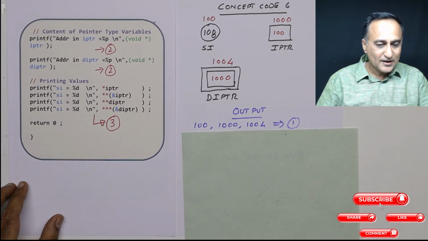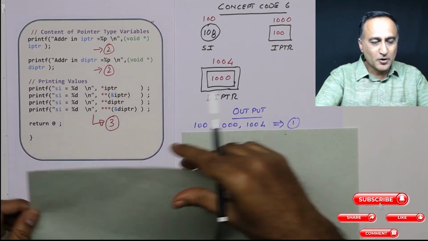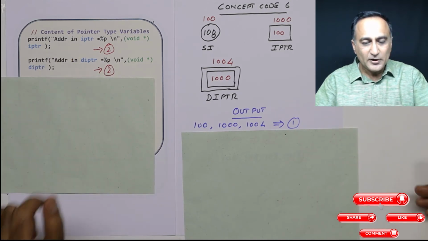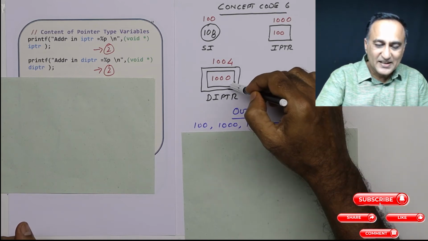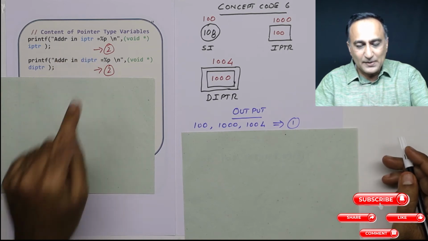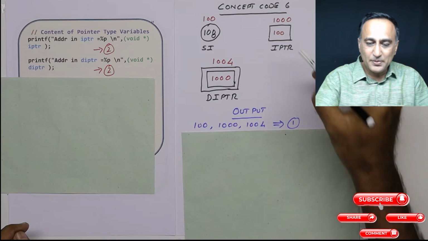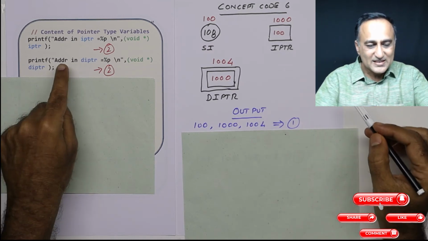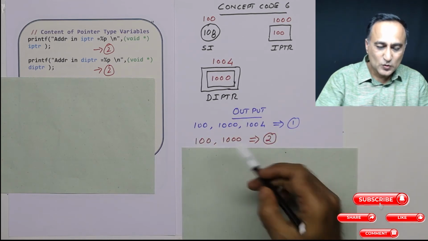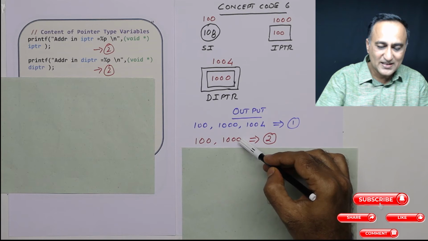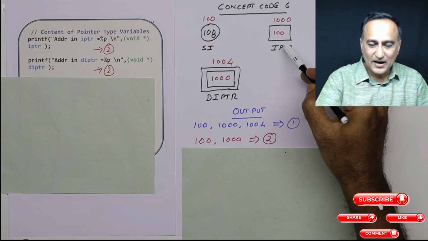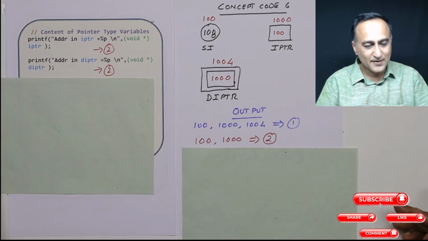Now let's try to further our understanding about pointers. What I am trying to do in the next step is print what is contained in diptr as well as in iptr. So what is the address in iptr? It is 100. What is the address in diptr? It is 1000. So let's see if that's the case. So address in iptr 100, address in diptr is 1000. So diptr contains the address of iptr, iptr contains the address of si.